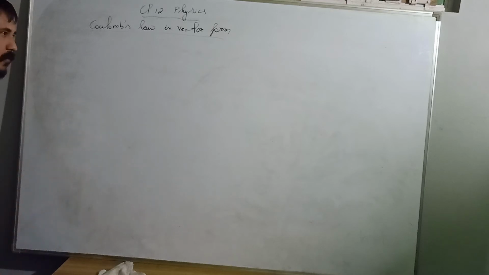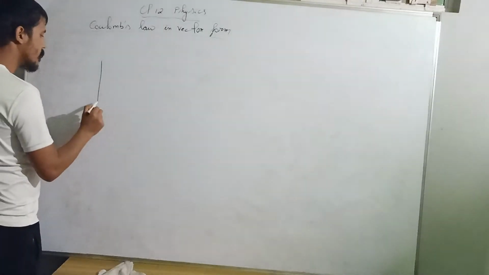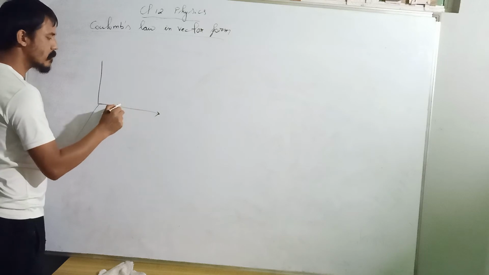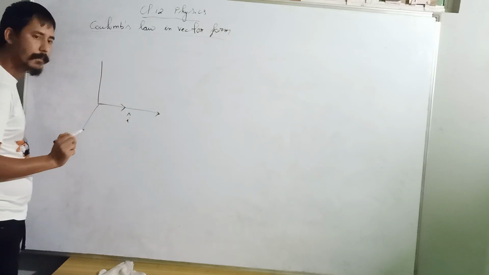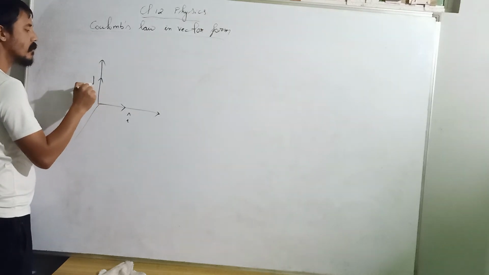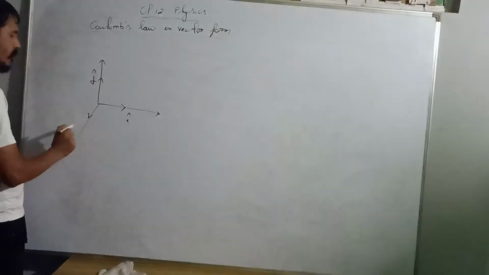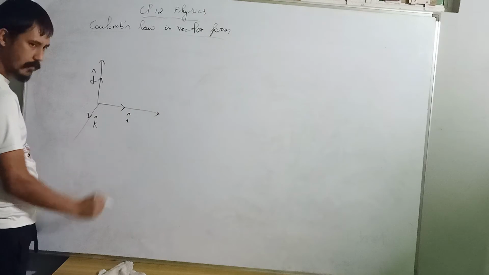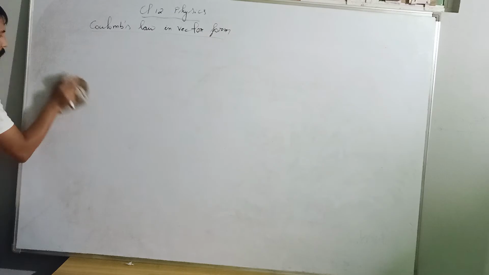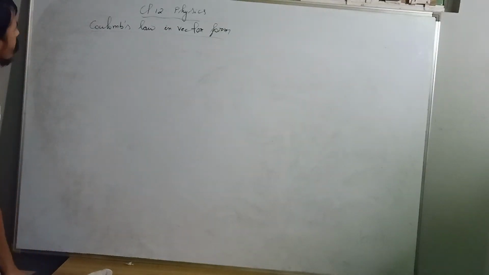A unit vector is a vector which represents direction, but magnitude 1, okay? Suppose you have a three-dimensional coordinate axis. The direction of the x-axis is represented by a unit vector, i cap. The direction of the y-axis is represented by another unit vector, j cap, and the direction of the z-axis is represented by another vector, k cap. So a unit vector is a vector of magnitude 1 which represents direction. We have to use that concept.